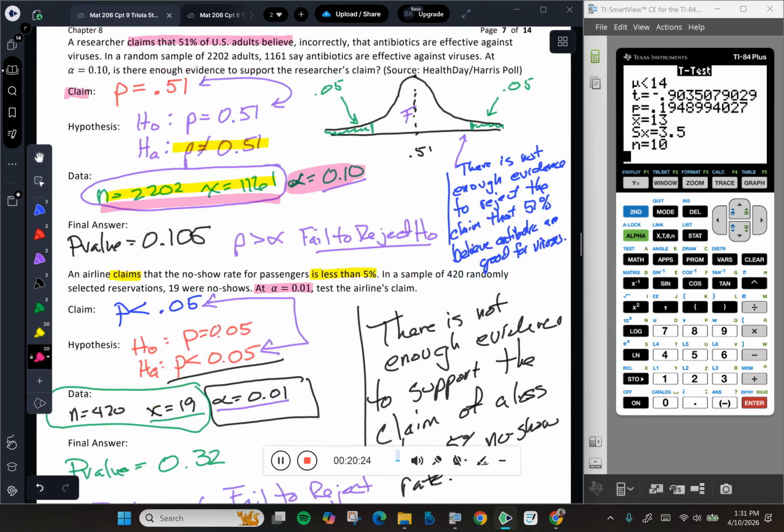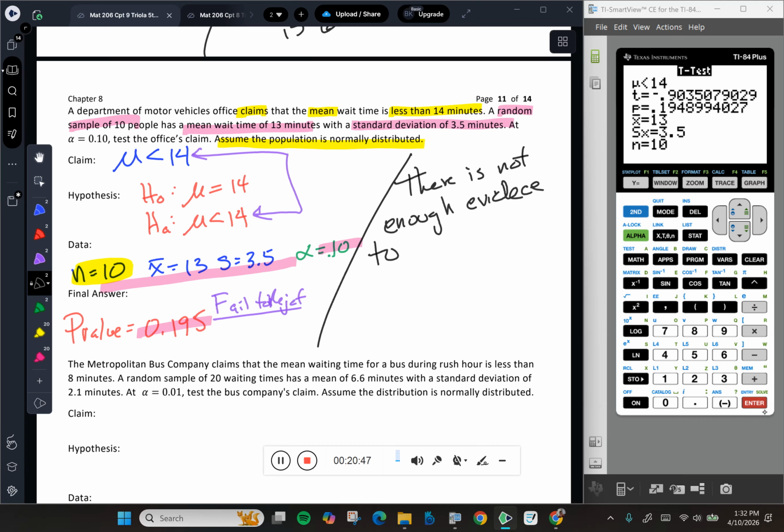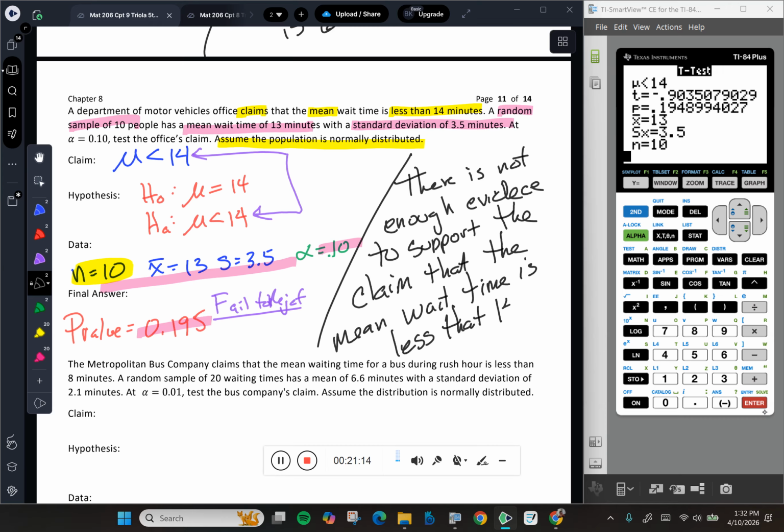Let's see what that means in terms of this. Well, we would say there is not enough evidence to support the claim that the mean wait time is less than 14 minutes at a significance level of 0.10 if you wanted to add that in.